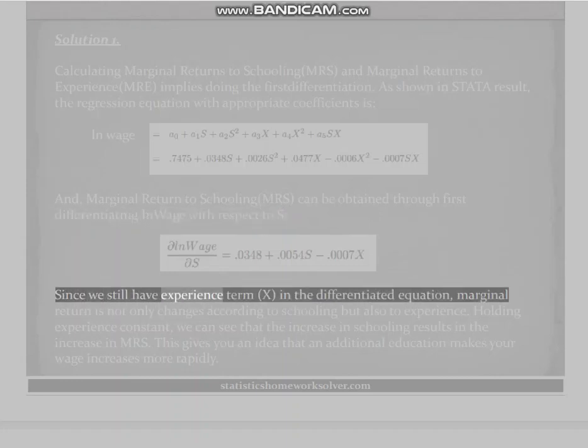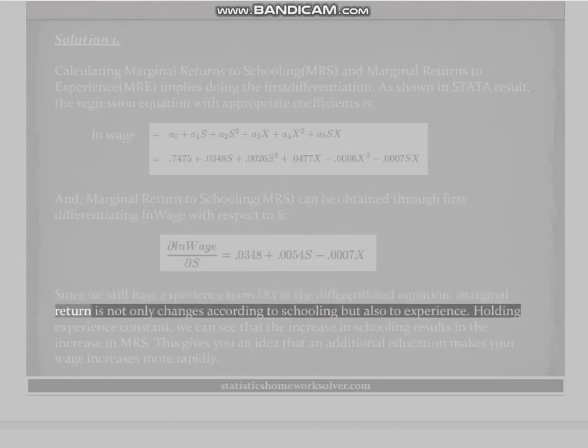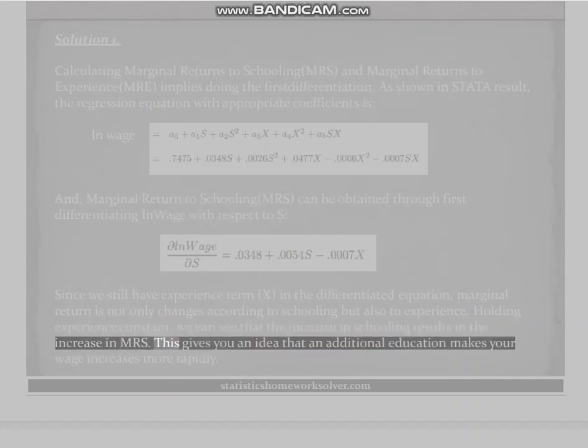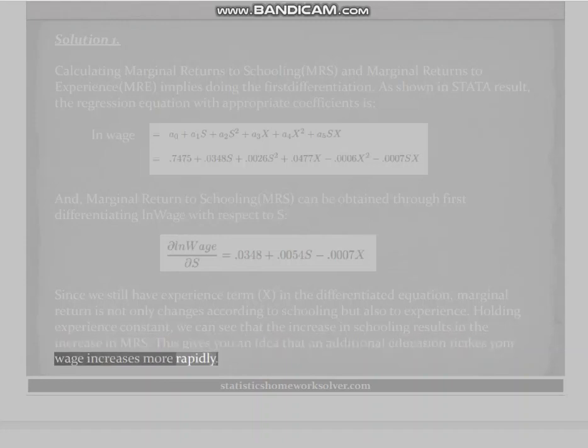Since we still have the experience term, X, in the differentiated equation, marginal return changes not only according to schooling but also to experience. Holding experience constant, we can see that the increase in schooling results in the increase in MRS. This gives you an idea that an additional education makes your wage increase more rapidly.